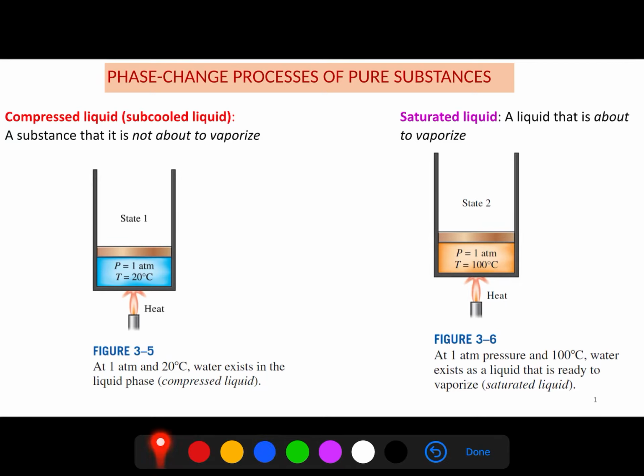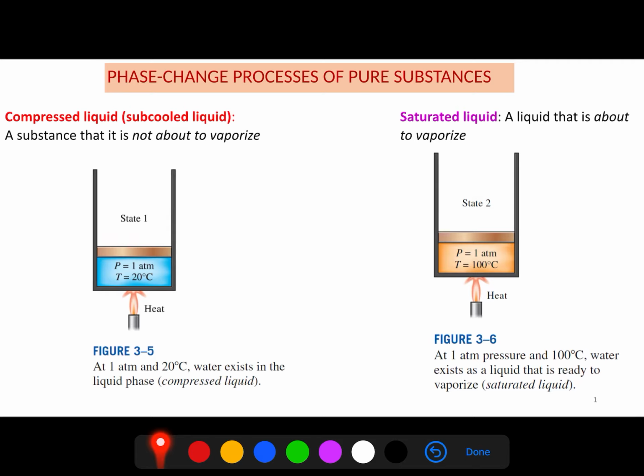Let's say this is the piston, and this is the cylinder. It is filled with water at 20 degrees centigrade temperature and 1 atmospheric pressure, so 1 atm. At 20 degrees centigrade it is liquid, a compressed liquid, or we can say a subcooled liquid under this condition. This condition we call state 1. So this substance is not about to vaporize.